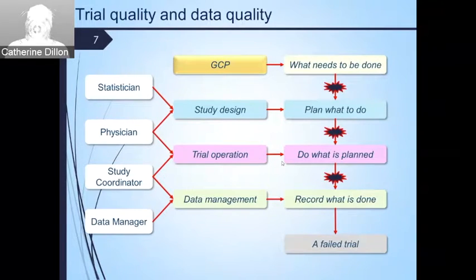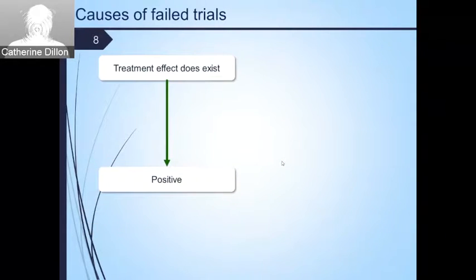But likewise, if we have any sort of problem along the way, we can end up with a failed trial. So there's lots of different steps along the way, and we need to make sure that we're managing everything correctly across all of those steps. Okay, so what are the causes of failed trials?